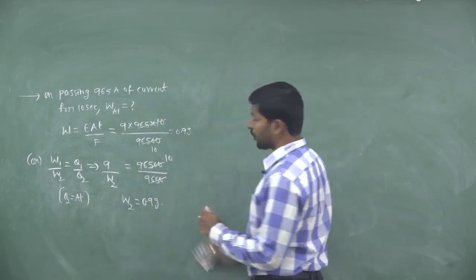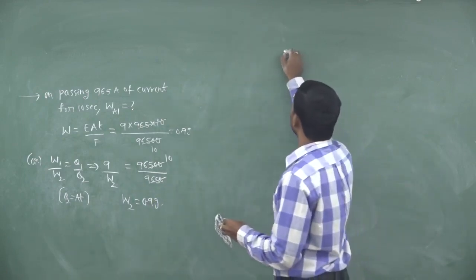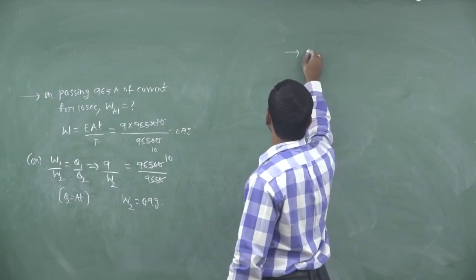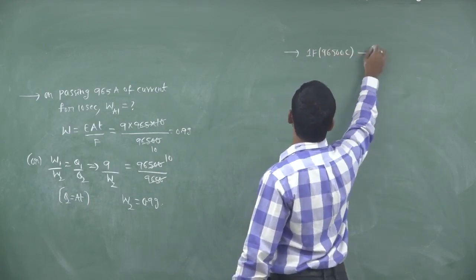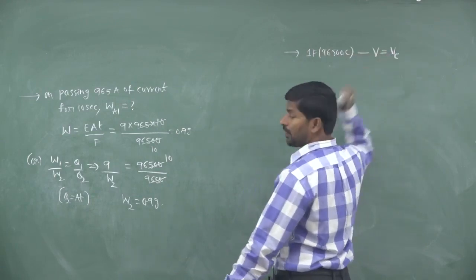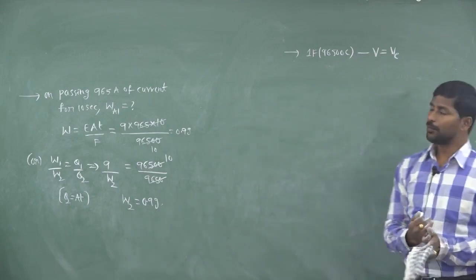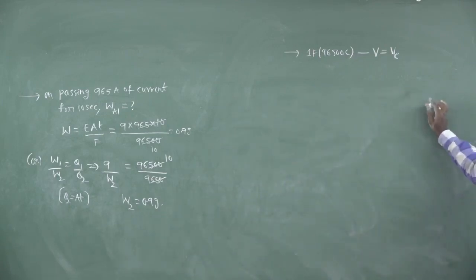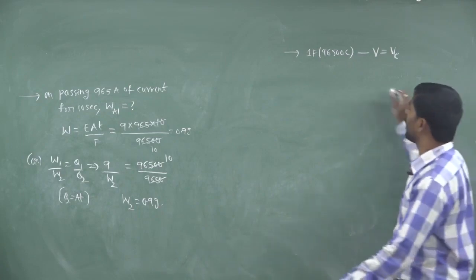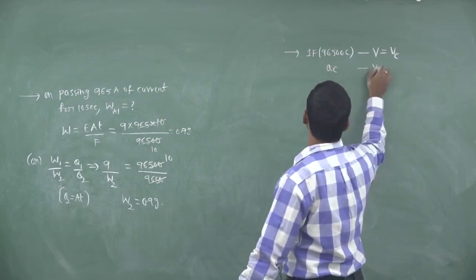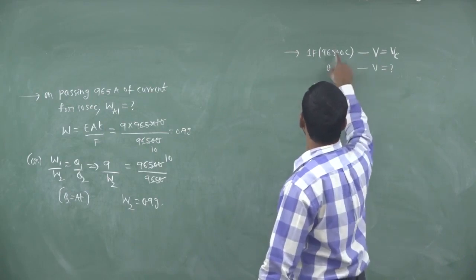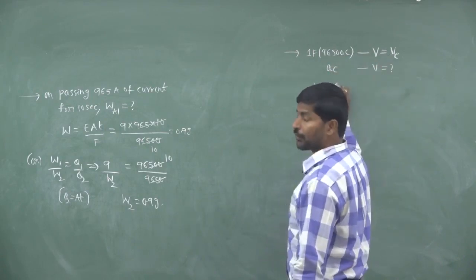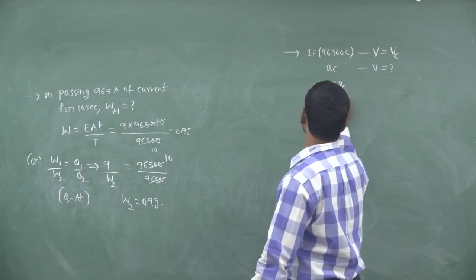This is for weight, and if volume is given, next one, Andy. If you pass 1 Faraday of electric current, that is 96,500 coulombs, the volume of gas evolved is nothing but what? It's the equivalent volume. Then if you pass Q coulombs of electric current, what is the volume of gas evolved? So what we get? V is equal to Q by F into VE, okay, Q into VE by F.